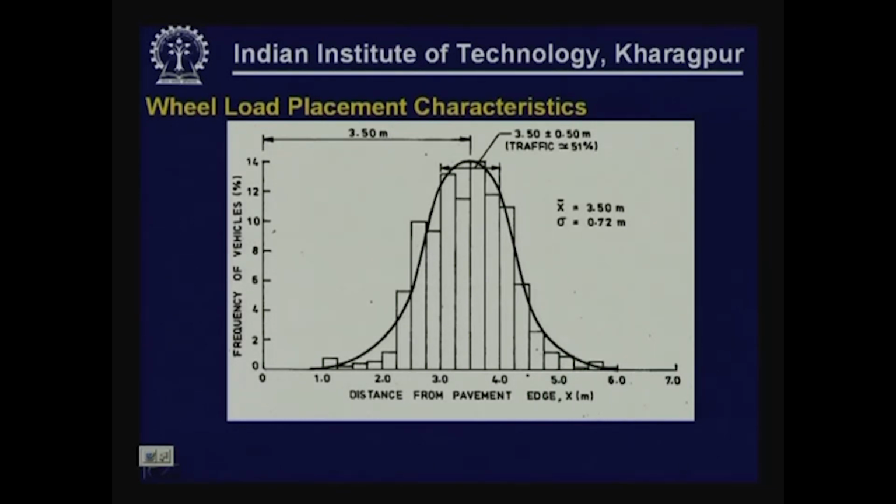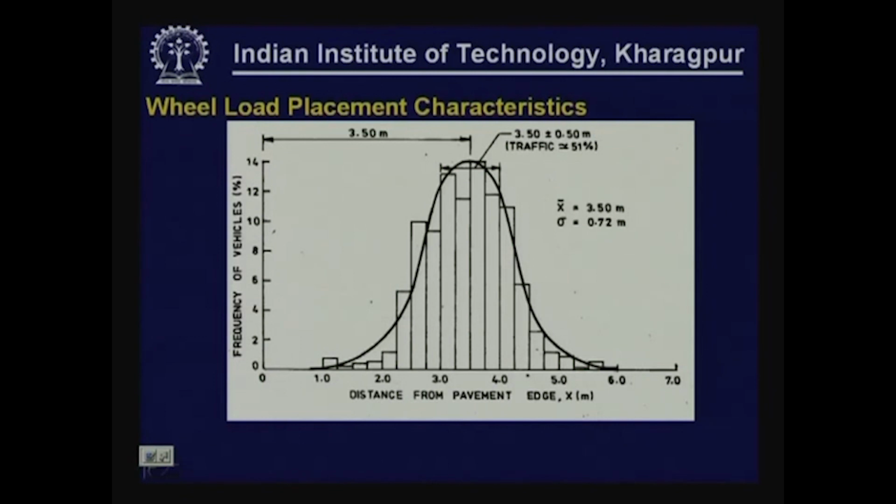So, we identify whether it is the central 1 meter that is important, or the central half a meter that is important, and what is the percentage. Considering the central 1 meter to be important, about 51% of the total traffic assumes positions within the central 1 meter of the 7 meter carriageway width.